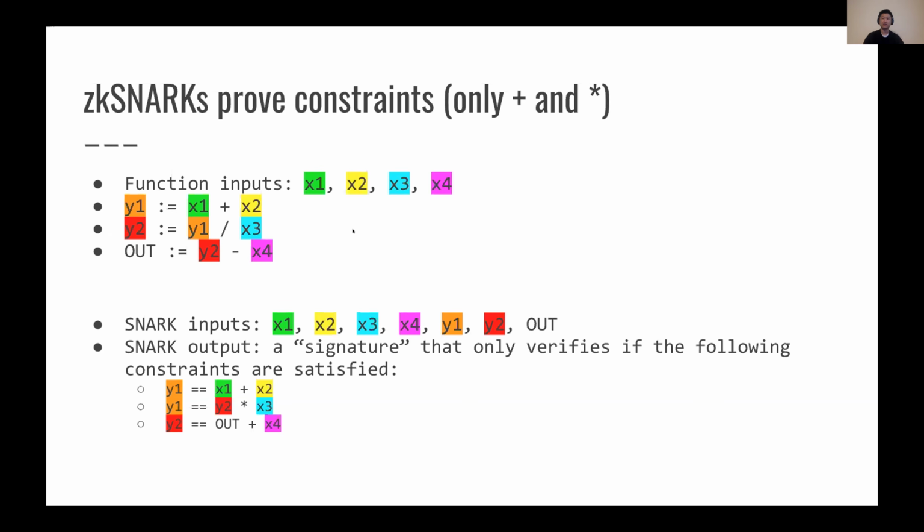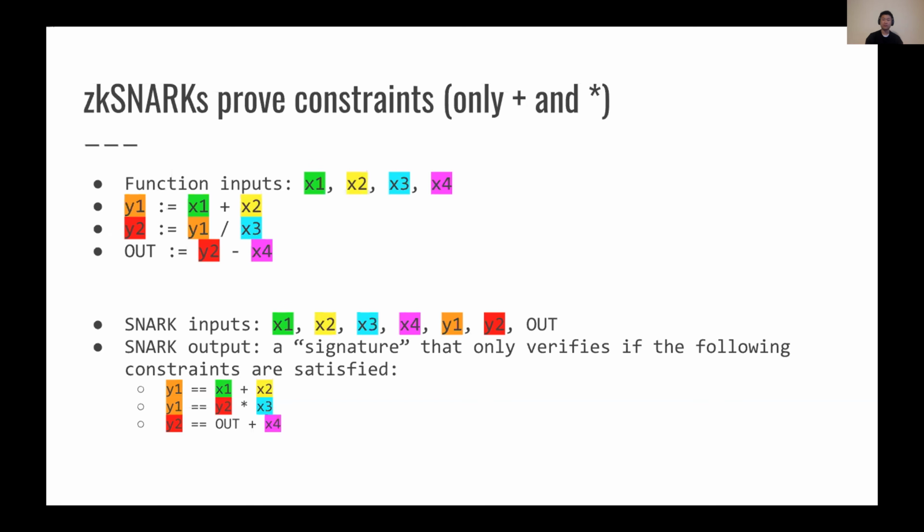Because division is not a valid operation that we can have inside of a constraint for a zkSNARK, we have to express this step of the computation as a constraint that only involves multiplication. So here, previously we had the constraint y2 is equal to y1 times x3. In this case, this expression is satisfied when this constraint y1 equals y2 times x3 is satisfied.